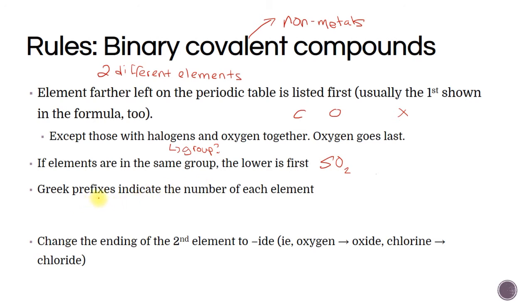Okay. So those prefixes, the Greek prefixes, are used to show how many of each element. I could say monosulfur dioxide. That would be okay too. And then finally, we change the ending of the second thing to IDE.